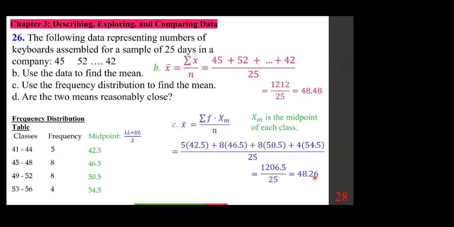Is this the same as this one? Absolutely not. But look at it. It's actually fairly close, isn't it? So with this methodology that we use the midpoints, this seems to actually work out. So yes, they are reasonably close. And that's important for everybody to understand, and the process of calculation.